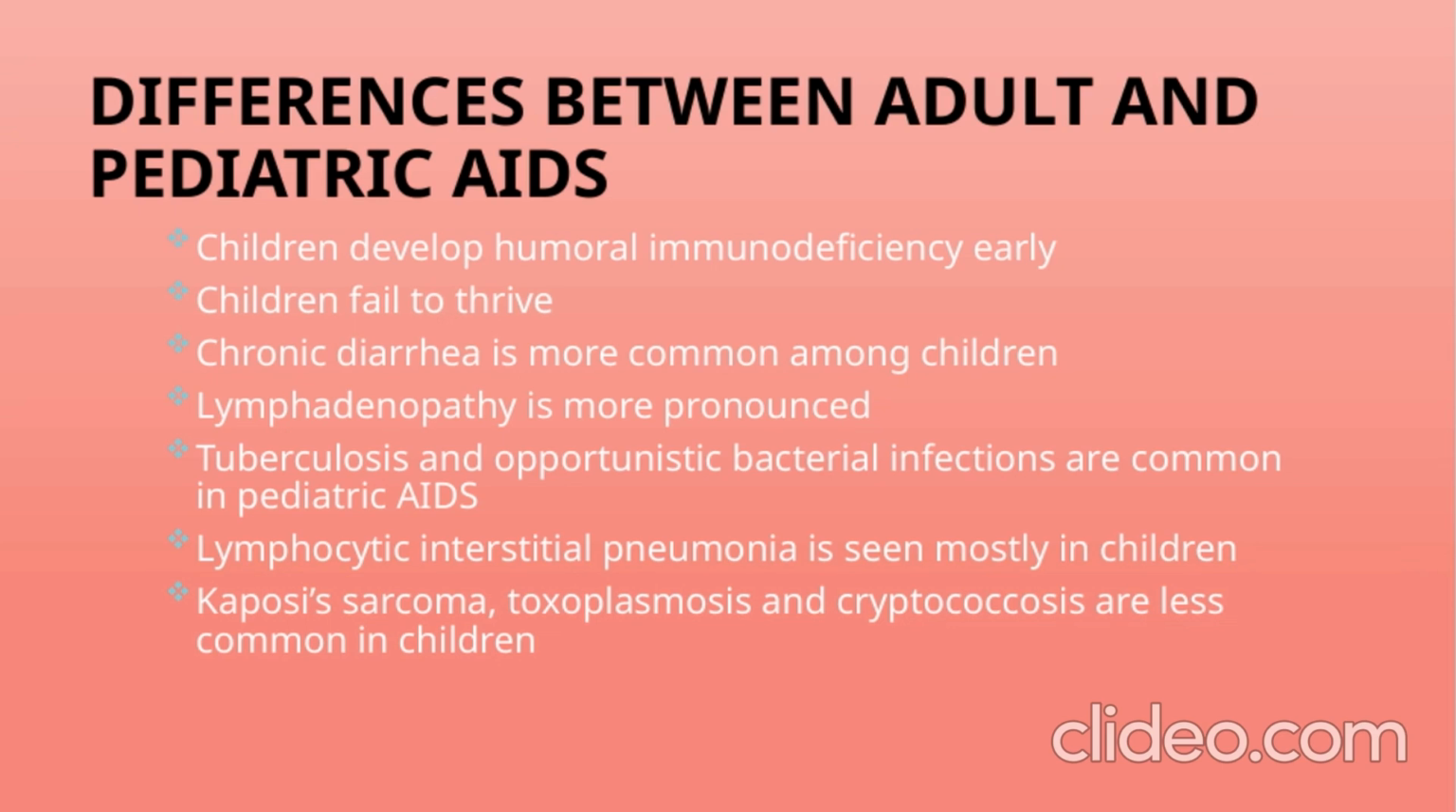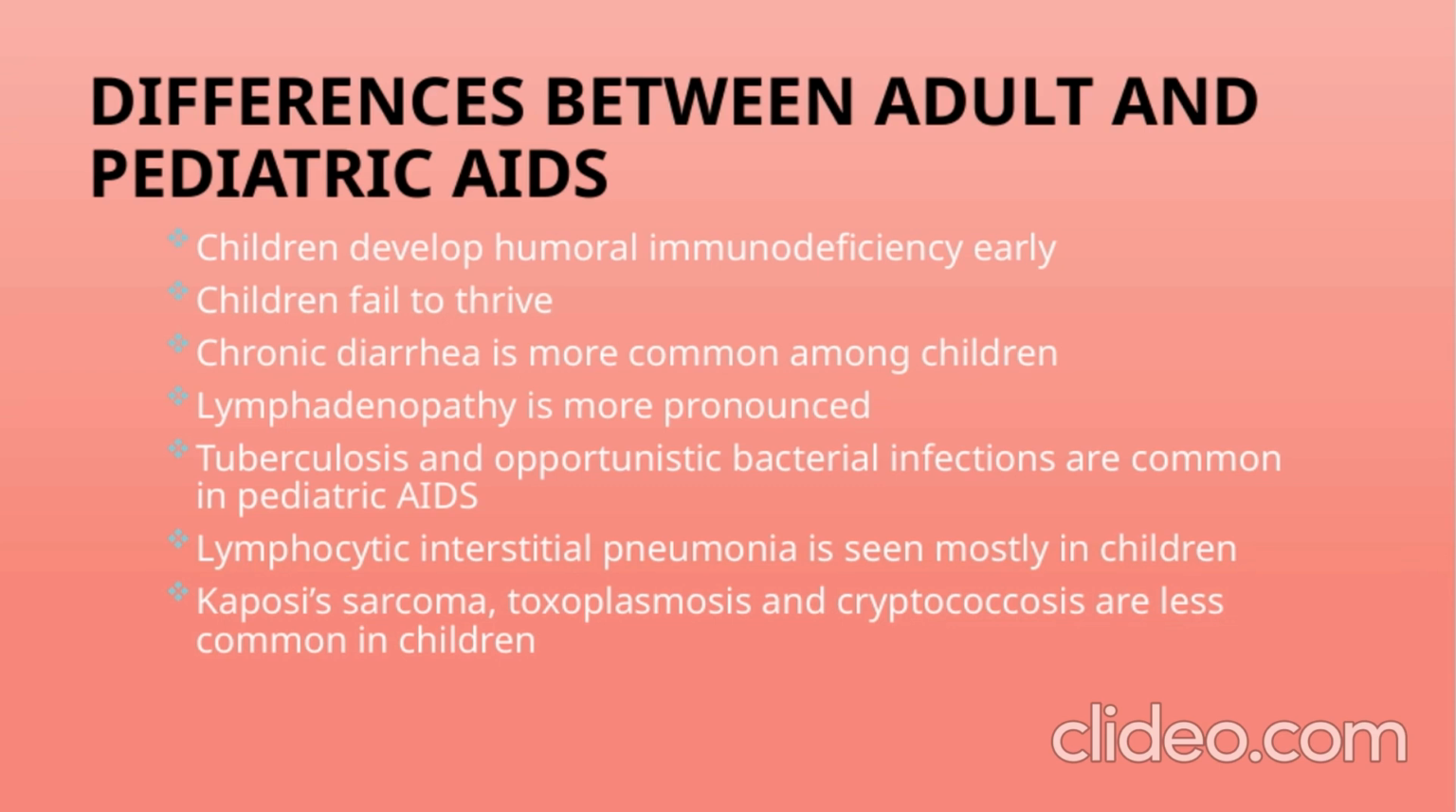This often leads to noticeable signs like children failing to thrive, as their growth and development are affected. Chronic diarrhea is also much more common among children with HIV, reflecting their weakened immune response and susceptibility to gastrointestinal infections. Additionally, lymphadenopathy, or swollen lymph nodes, tends to be more pronounced in children, indicating ongoing immune activation and response to infections.